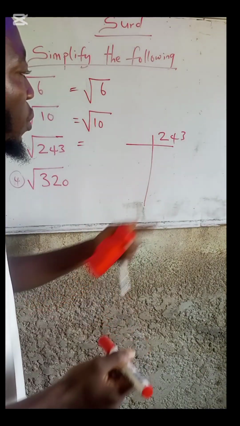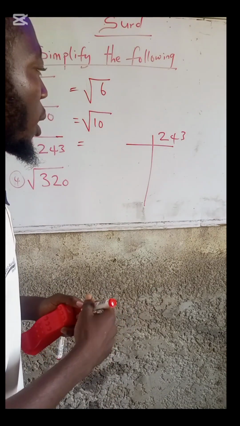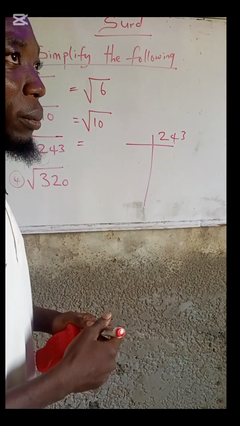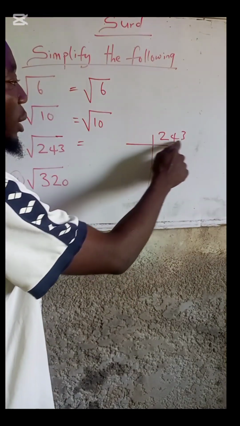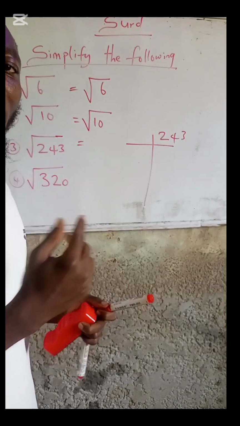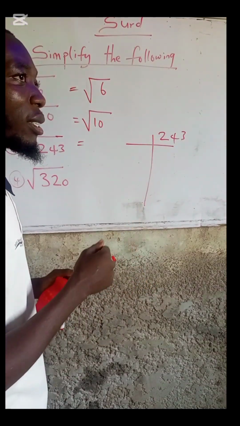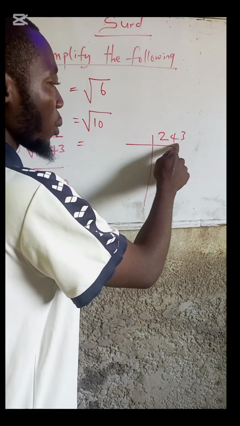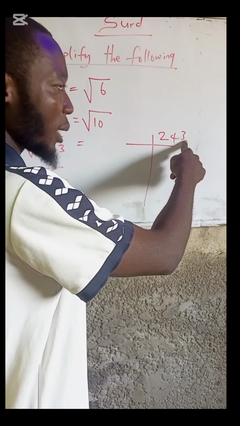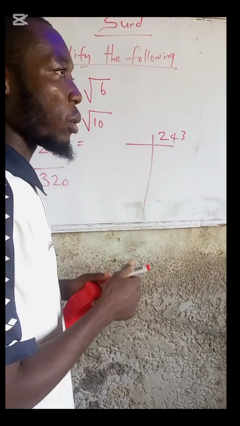If we observe, this number ends with 3, it means 2 cannot divide this number. How do we know if 3 can divide a number? It is by adding the individual digits, then checking the sum. If it is divisible by 3, then 3 can divide this number. What I'm saying in essence is that 2 plus 4 is 6, 6 plus 3 is 9. Actually, 3 can divide 9, then 3 can divide this number.